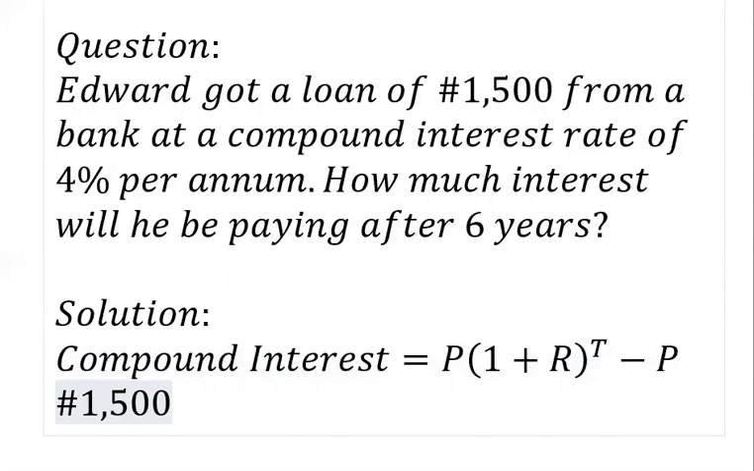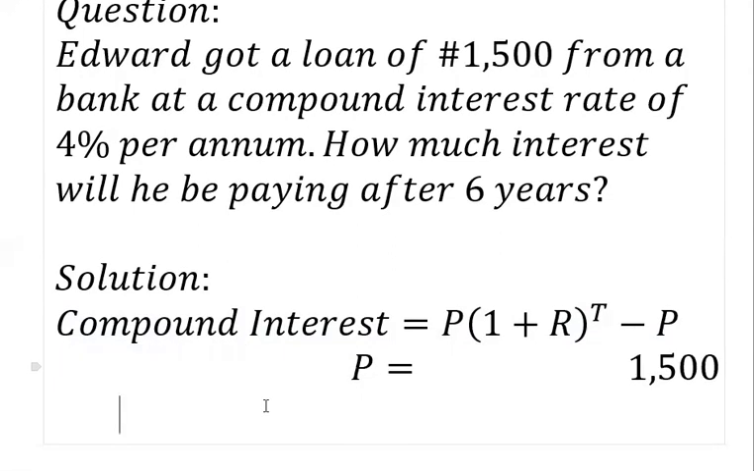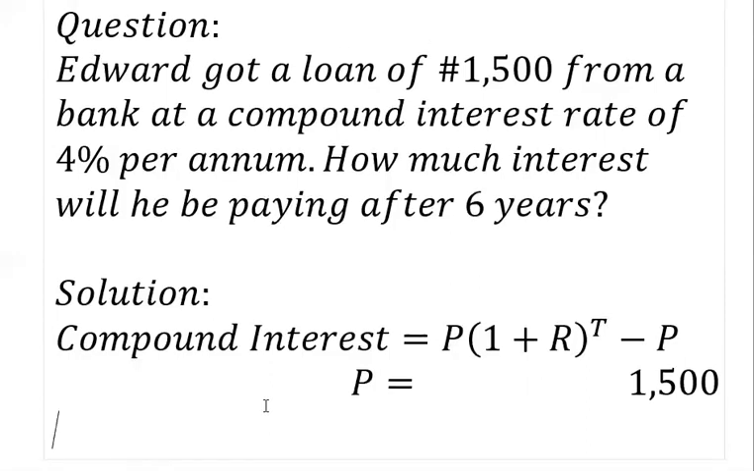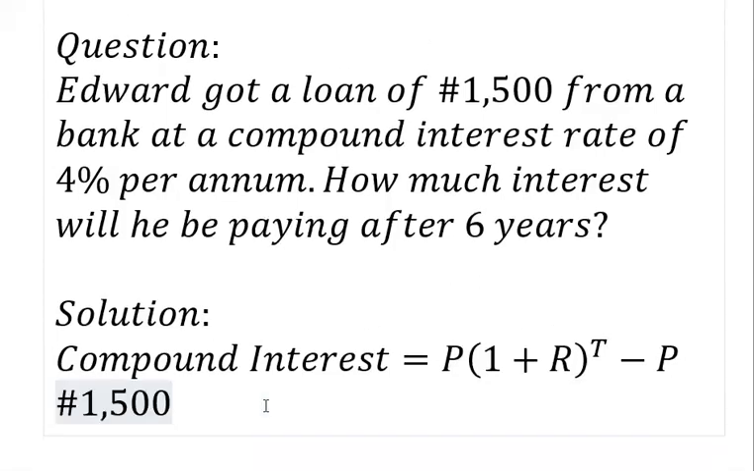So we're given our principal, which is our P, to be 1,500 naira. Then the next thing, we're given our rate at 4%. Let's try and see. These are principal.